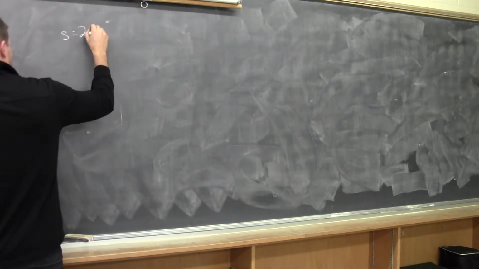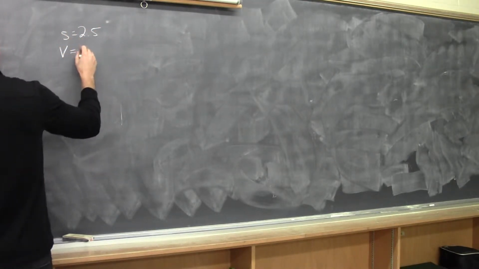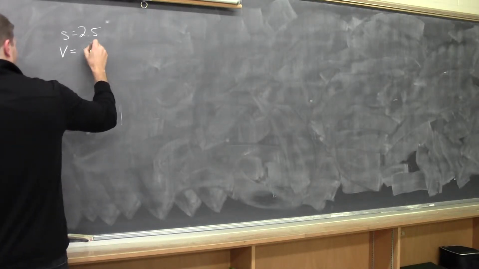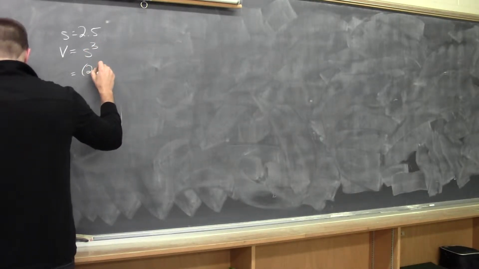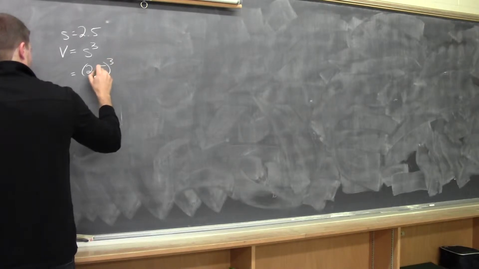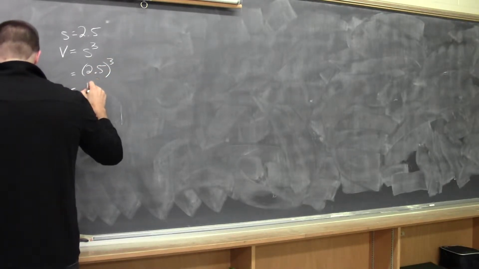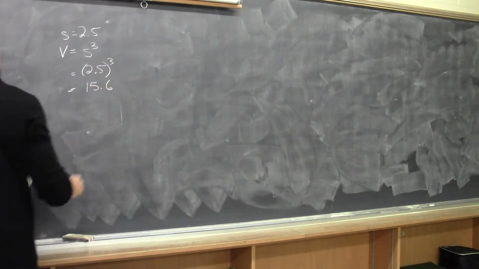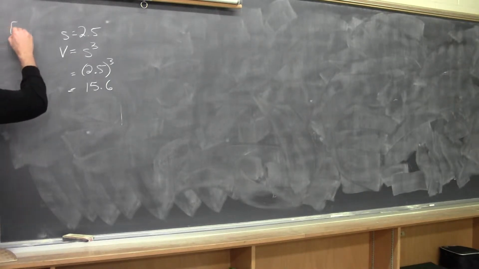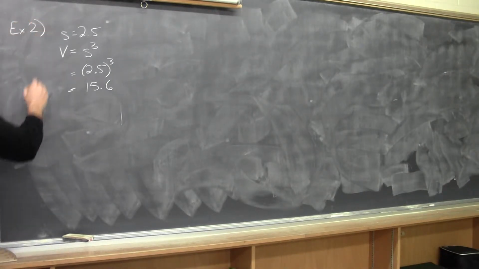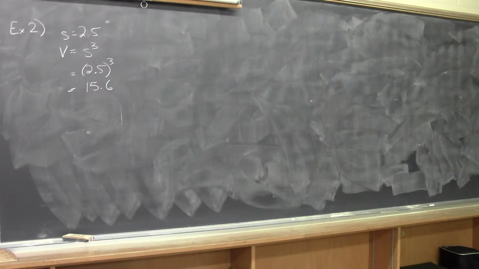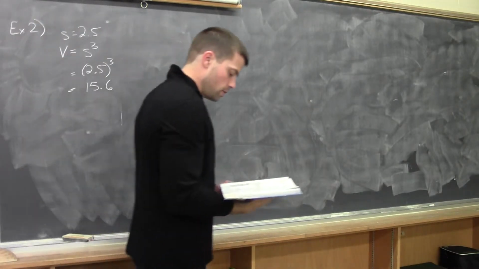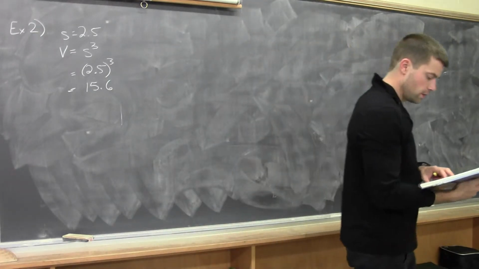Our side length is 2.5. Our volume is going to be our side length cubed. So we have 2.5 cubed, 2.6. Okay, this is example 2. Hopefully we can show you a better example to use a graph when needed.